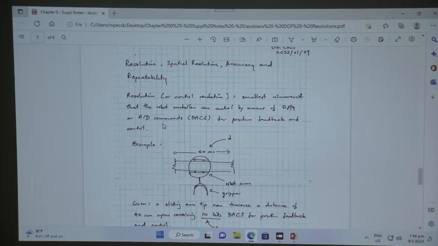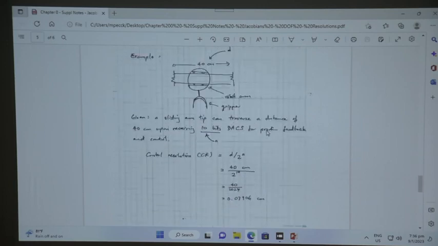So what is the resolution? The resolution, or control resolution, is the smallest increment that the robot controller can control by means of a D to A or A to D command. So DACS, digital to analog converter system, for position feedback as well as the control.